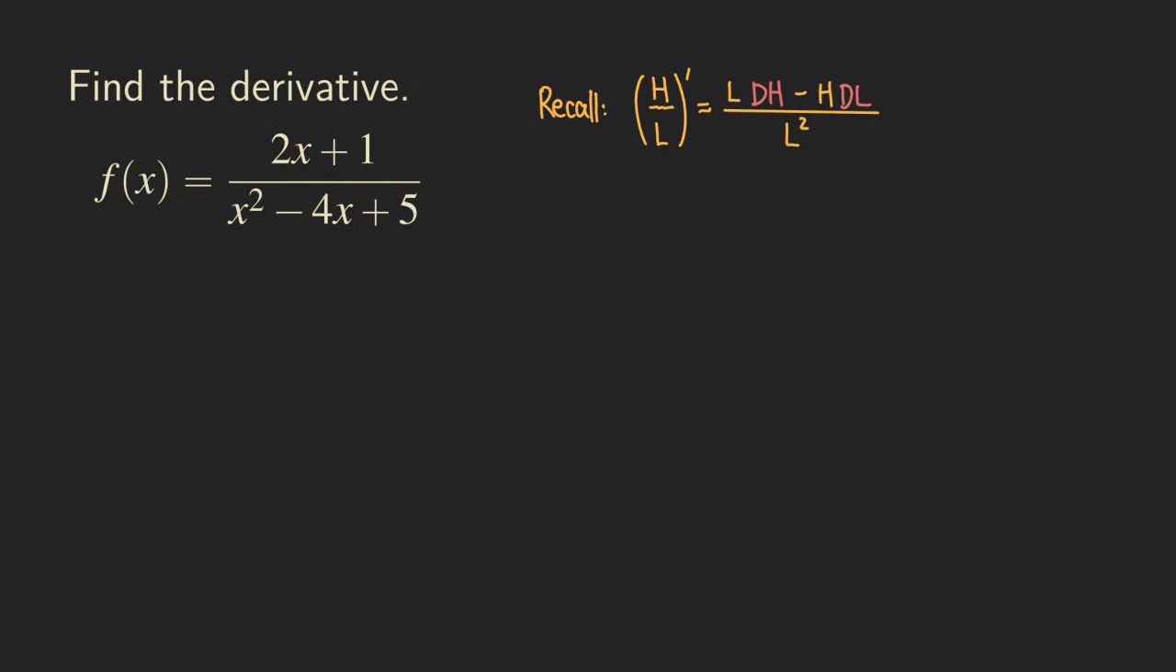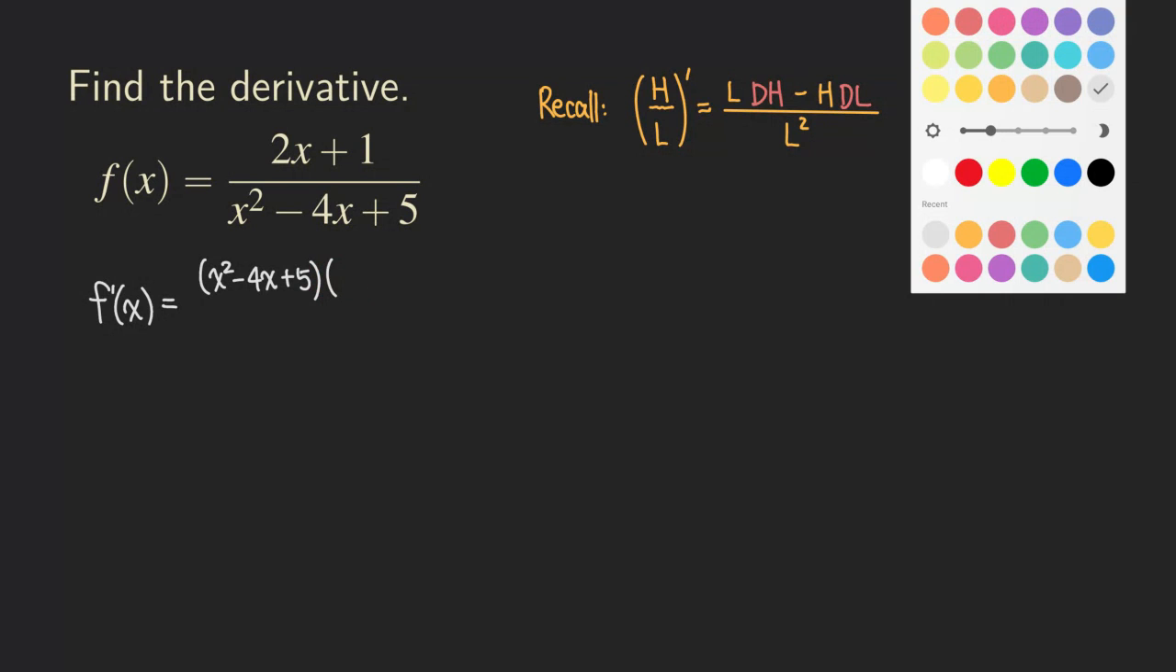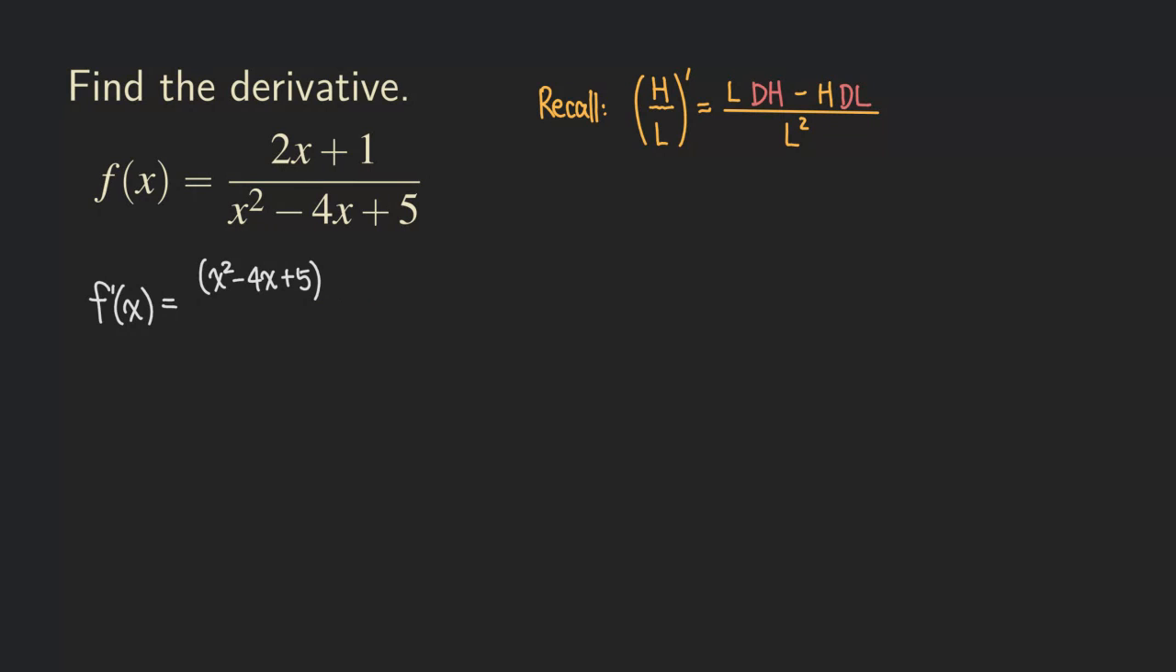So let's get started. We are going to write down f prime of x. Let's start with the numerator. Low means that you just copy the bottom function, so we have x squared minus 4x plus 5. And then d high means the derivative of the top function. As you can see here, the derivative of 2x plus 1 is just 2. And then minus, so you put the minus right here.